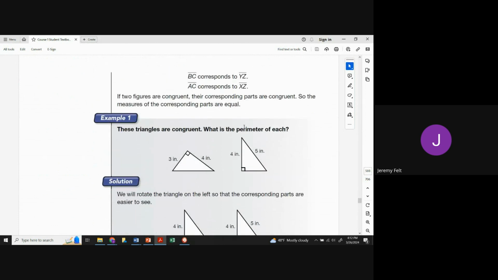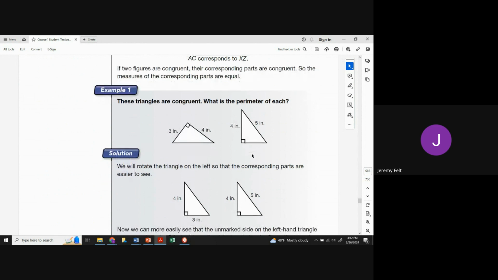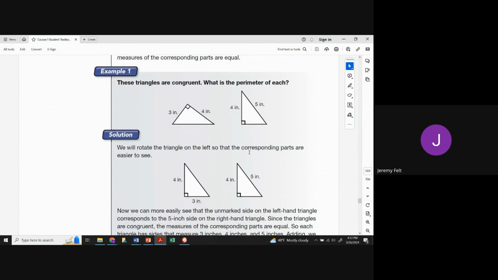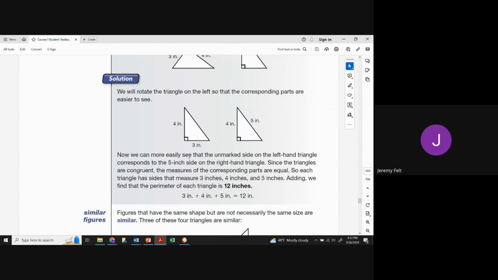These figures are congruent. What is the perimeter of each? So if we rotated and got them up, so the 4-inch side and the 4-inch side, and then this being across from the right angle, this being across from the right angle, we know this has to be 5 because this is 5. And then this would become this, so that is our 3-inch side. So we know this is a 3, 4, 5 right triangle. Okay, so if we're wanting to find the perimeter, we just add up that. If we want to find the area, we do base times height divided by 2.